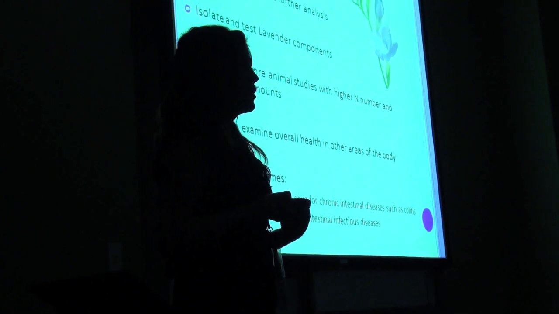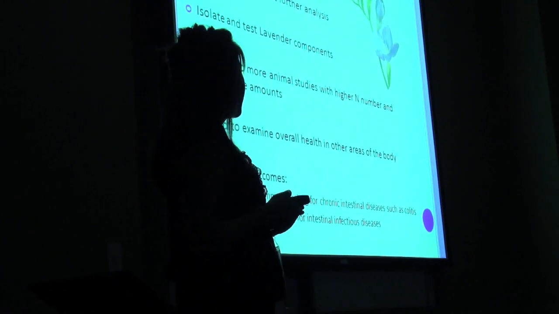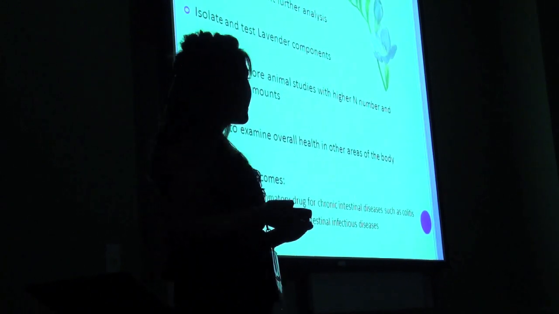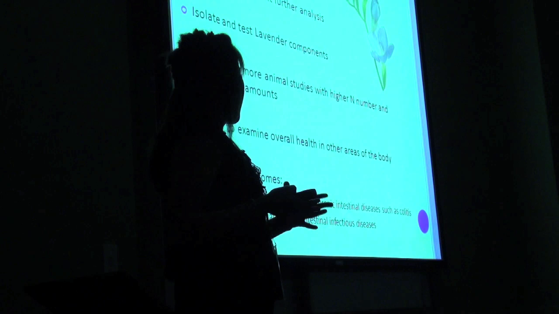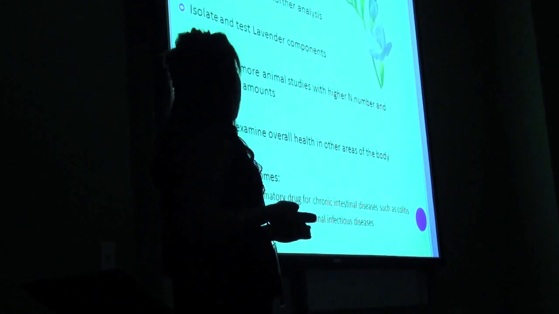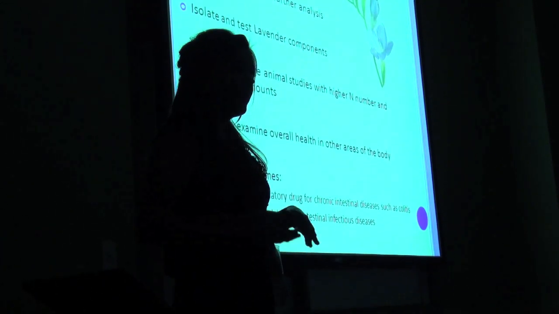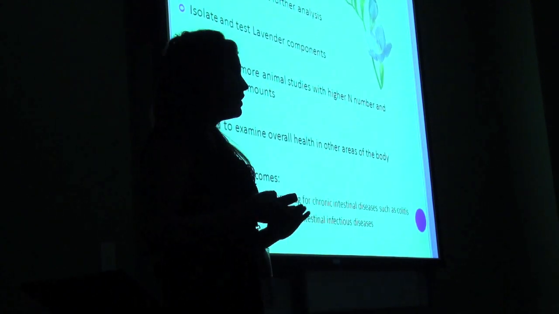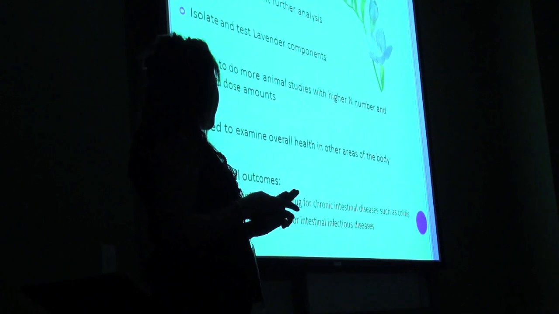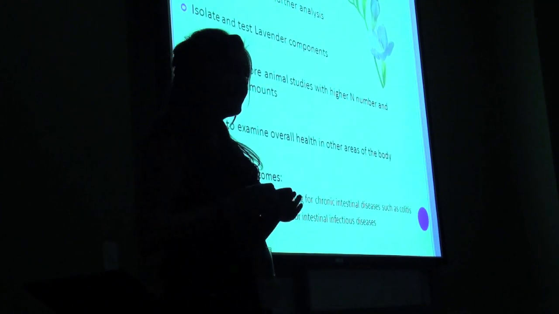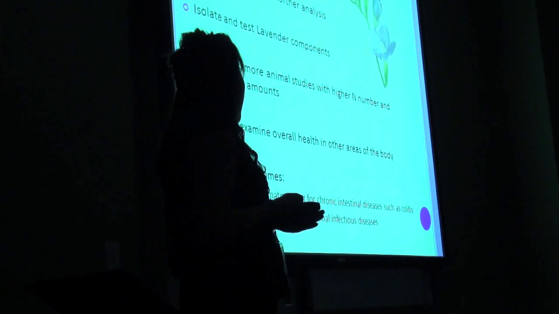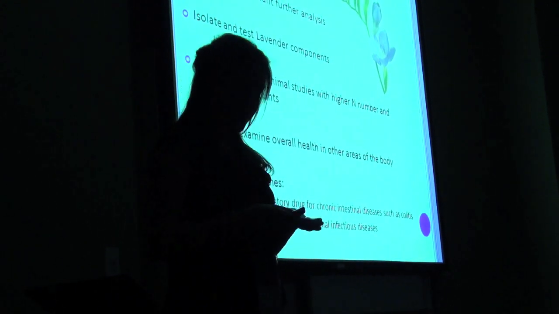So far our results warrant further analysis. We'd like to isolate and test the separate lavender components. We need to do more animal studies with a higher N number and varied dose amount. We need to examine overall health in other areas of the body, including the liver and the heart, just to ensure there's no cytotoxicity. And we can see two potential outcomes: an anti-inflammatory drug for chronic intestinal diseases such as colitis, or an antimicrobial drug for intestinal infectious disease.